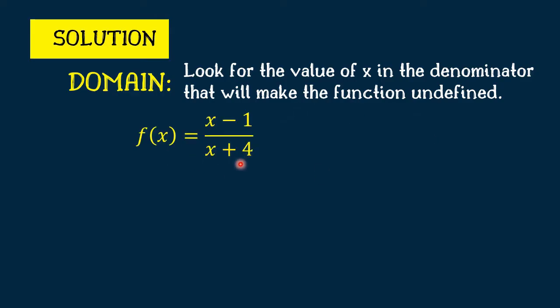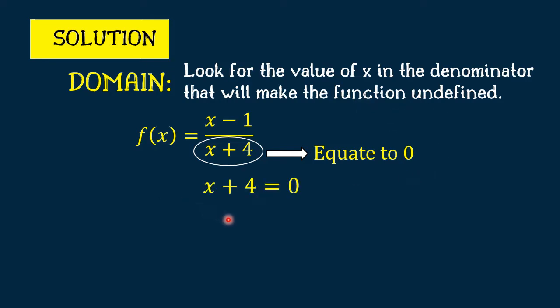So if this is the given rational function, we have to identify the denominator. And the denominator is x plus 4. So we will equate this to 0 for us to find the value of x that will make the function undefined. So we have x plus 4, which is equal to 0. We will look for the value of x, and we need to eliminate positive 4 for us to look for the value of x. So to do that, we will use the shortcut method by simply transferring positive 4 to the right side, and it will become x, which is equal to negative 4. Since this is positive on the left side, it will become negative on the right side.